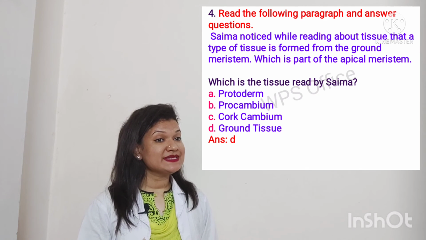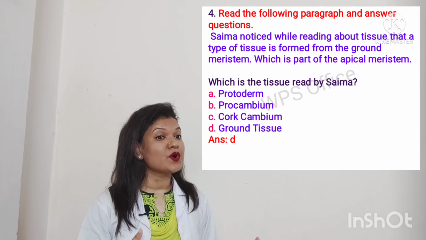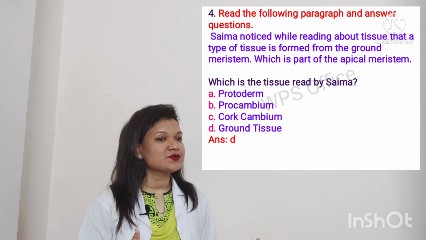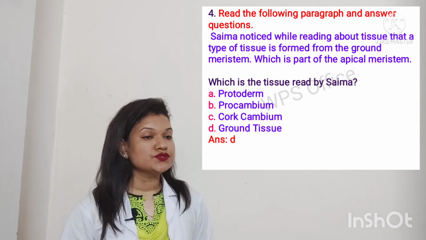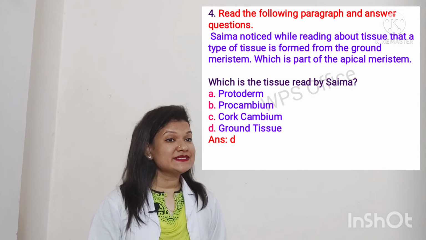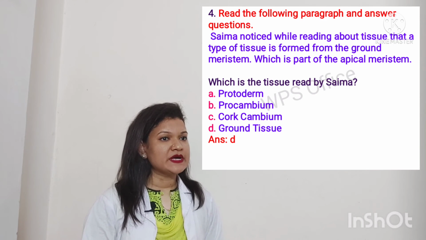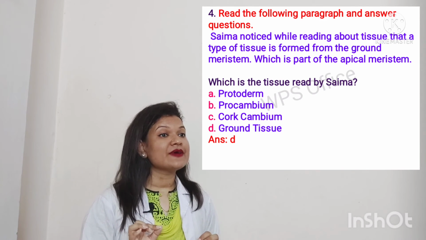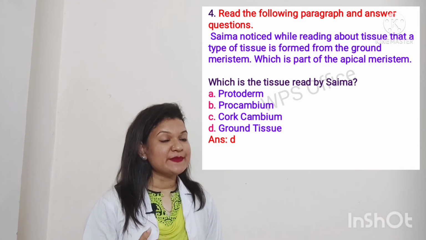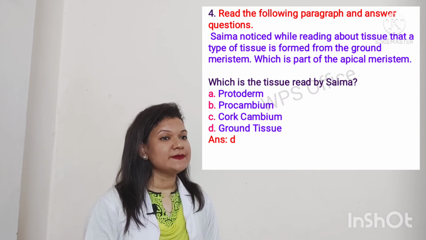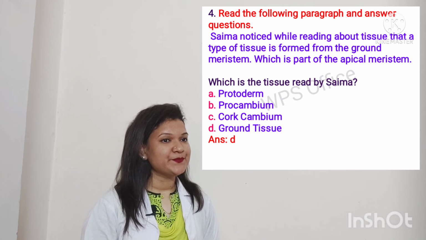Now we will see what is actually protoderm, what is procambium, what is cork cambium and what is ground tissue, then we will go to the answer. So what is actually protoderm? The outermost layer of apical meristem is called protoderm. Epidermis and epiblema develop from this layer.